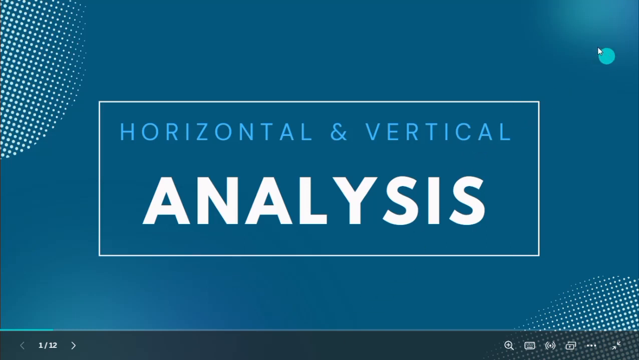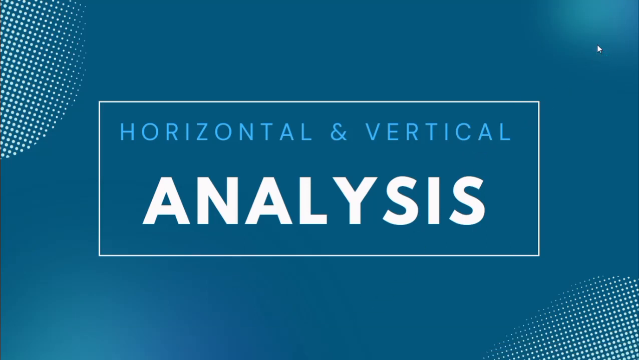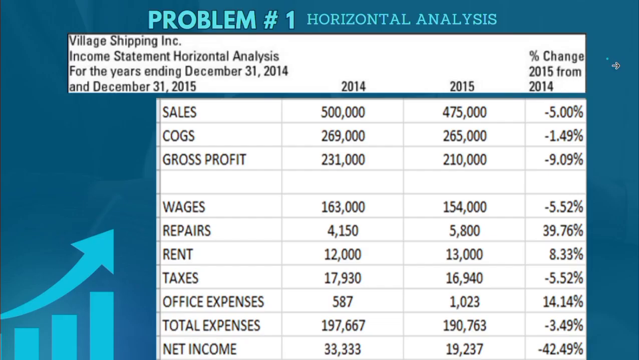In this video, I'm going to discuss the horizontal and vertical analysis. We are tasked to do 5 problems and we are also tasked to provide 5 solutions for those 5 problems. The next slide is the first problem, which consists of the horizontal analysis of the income statement of Village Shipping Incorporation for the years ending December 31, 2014 and December 31, 2015.